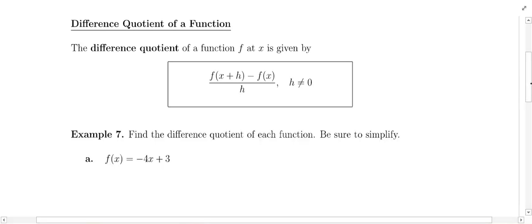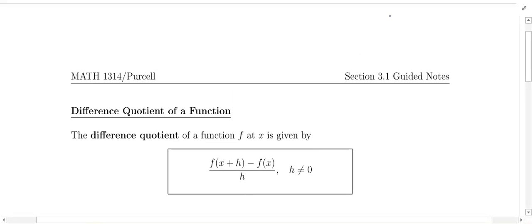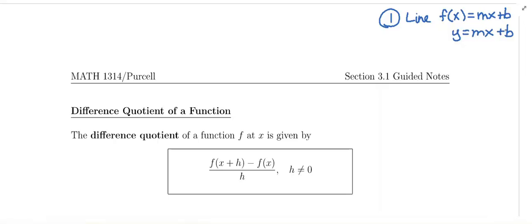For right now, you need to be able to find the difference quotient of a line. So your function will look like f of x equals mx plus b. Remember, that's y equals mx plus b. We haven't talked about lines yet in this class. That's coming. But anytime you see anything in this format, y equals mx plus b or f of x equals mx plus b, that is a line.